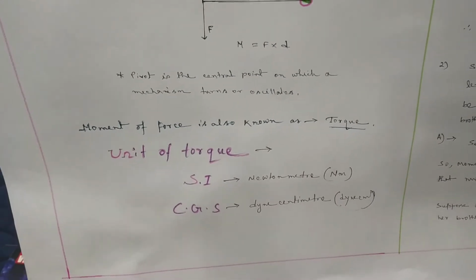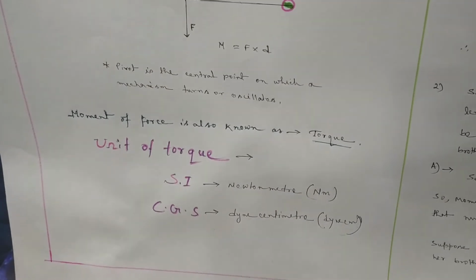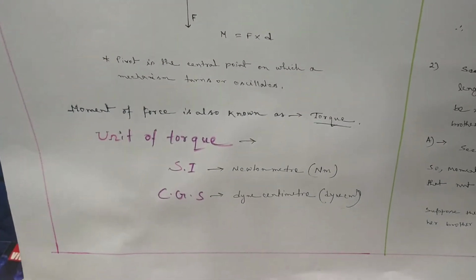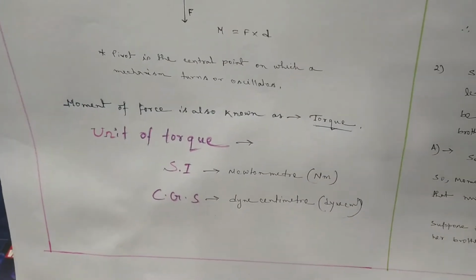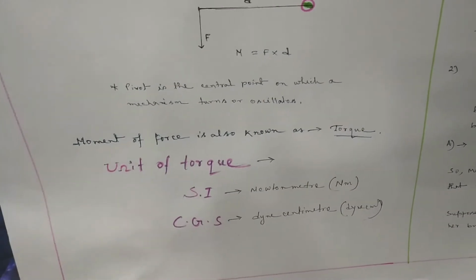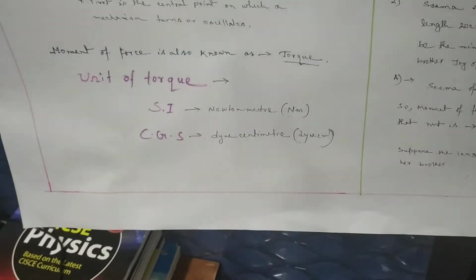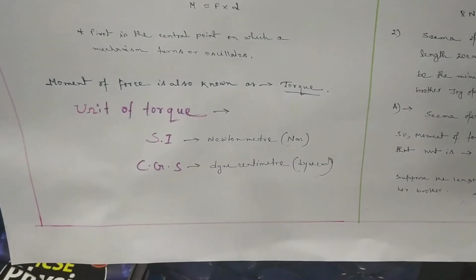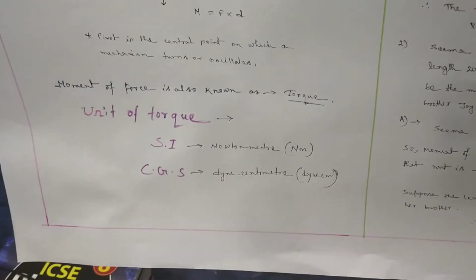In the same way, the unit of force in SI is Newton and the unit of distance in SI is meter. So the unit of torque in SI is Newton meter, and the unit of torque in CGS is dyne centimeter.